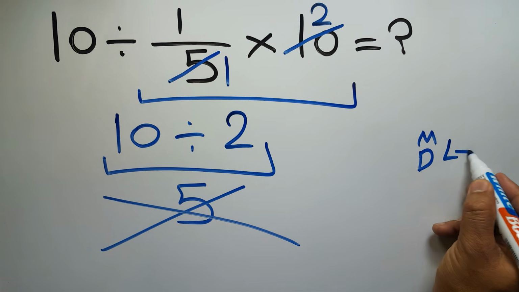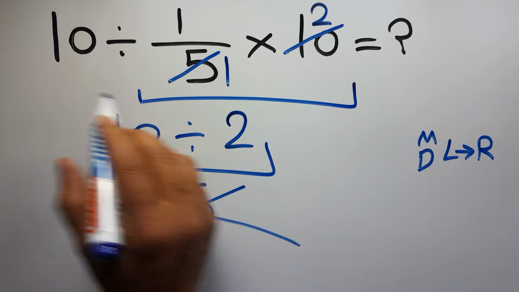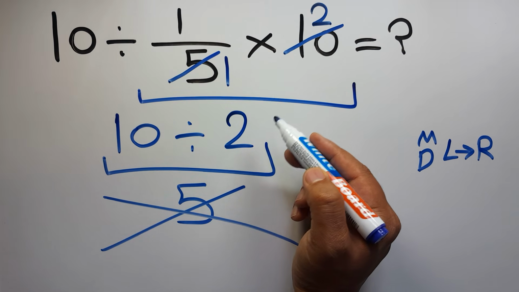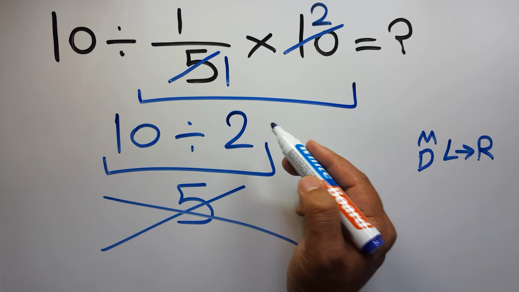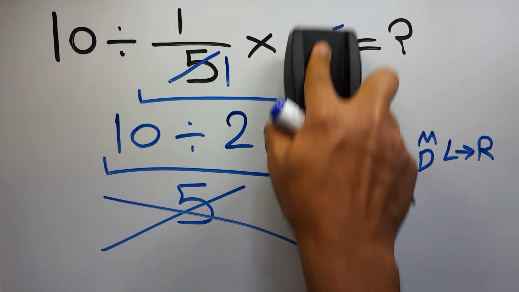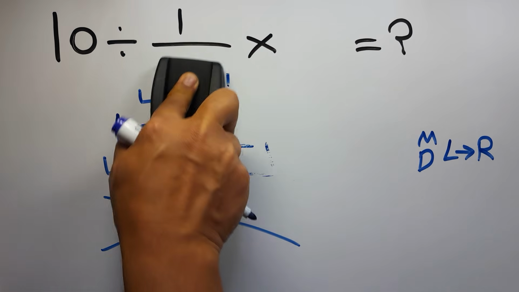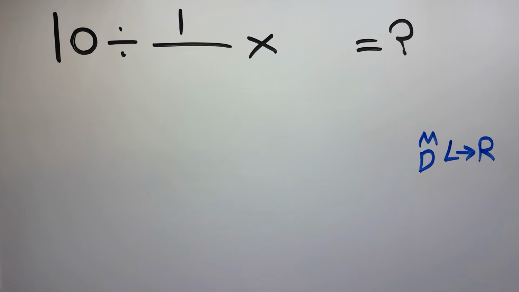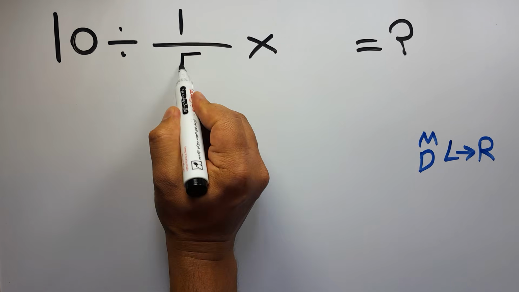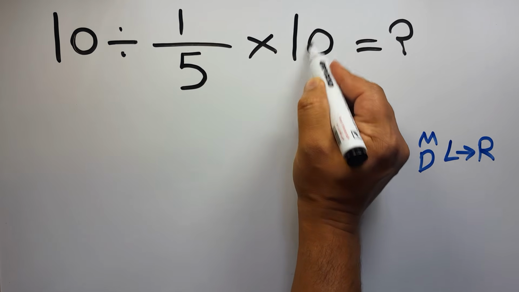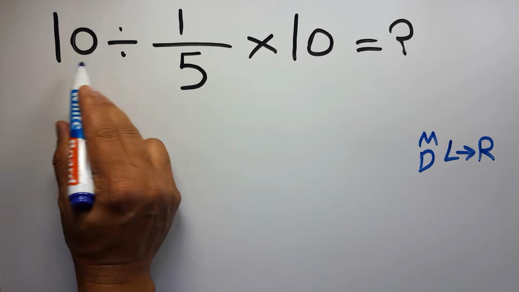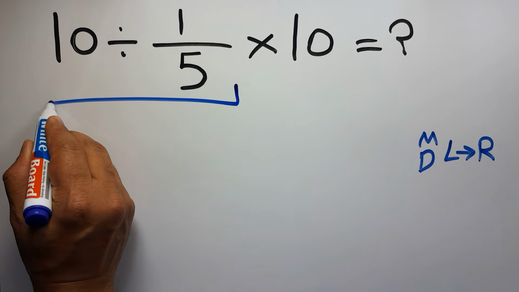priority and we have to work from left to right. So here, first we have to do this division, then this multiplication. If we do this multiplication before this division, it is wrong. So first we have to do this division, 10 divided by 1 over 5.